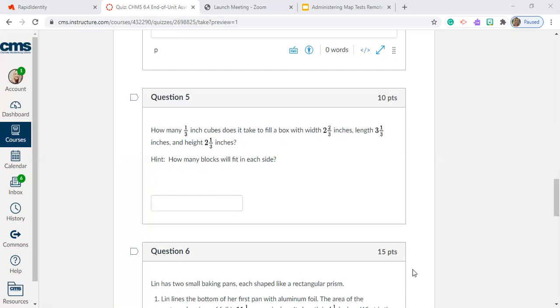Now, the question wants to know how many 1/3 inch cubes does it take to fill in that entire box? If we're going to fill up the entire thing with 1/3 inch cubes, how many would we need? Go ahead and pause and do the work in your notebook.